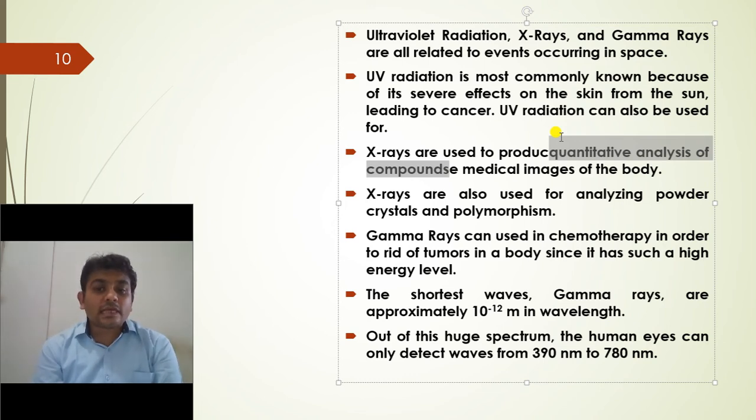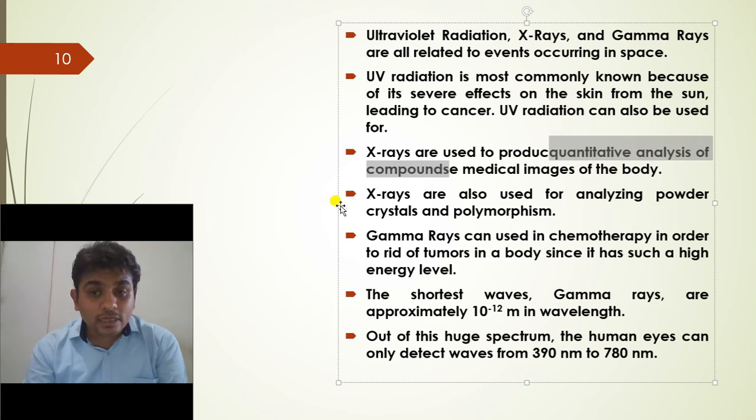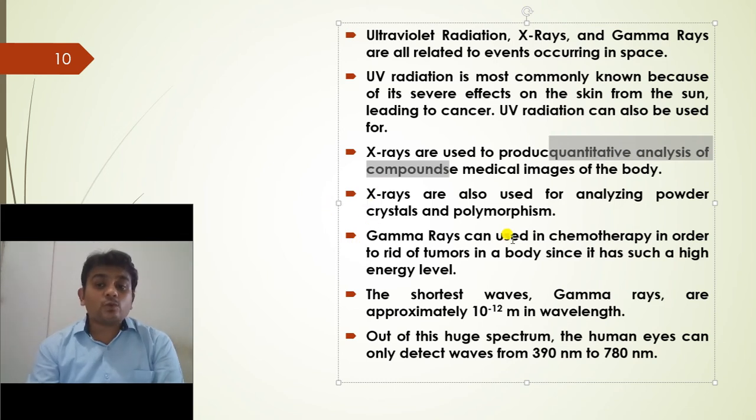X-rays are also used for analyzing powder crystals. We can determine the crystalline nature of the compound. Also, we can determine polymorphism by using X-ray diffraction techniques. So polymorphism, different types of crystals, can be analyzed by using X-ray. Gamma radiations are mainly used in radiation therapy, but the specific intensity of the radiation should be controlled while it is being used for radiation techniques. The shortest waves are the gamma rays, and they are associated with the highest amount of energy among the entire EMR spectrum.